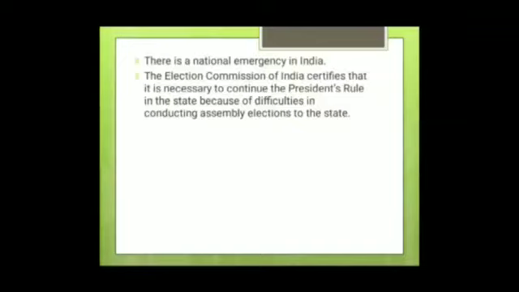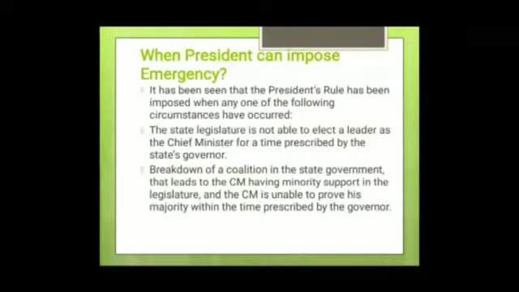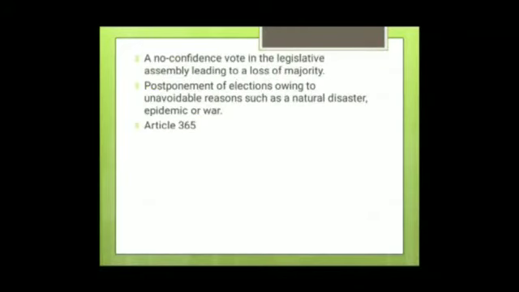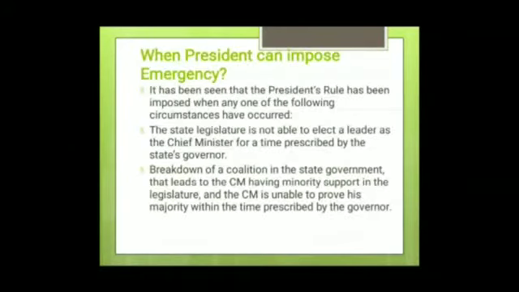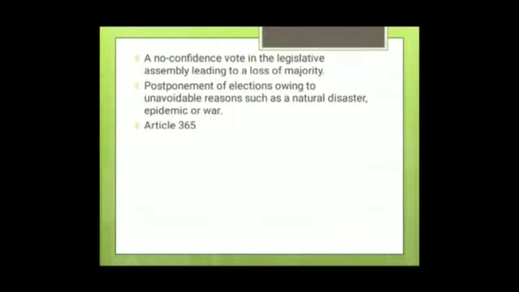So many things, right? This one says about it. So it has been said that President's rule is imposed when the state legislature is not able to elect a leader as chief minister, breakdown of a coalition in the state government, a no confidence vote in the legislative assembly leading to loss of majority, or postponement of elections owing to unavoidable reasons such as natural disaster, epidemic, or war, right?